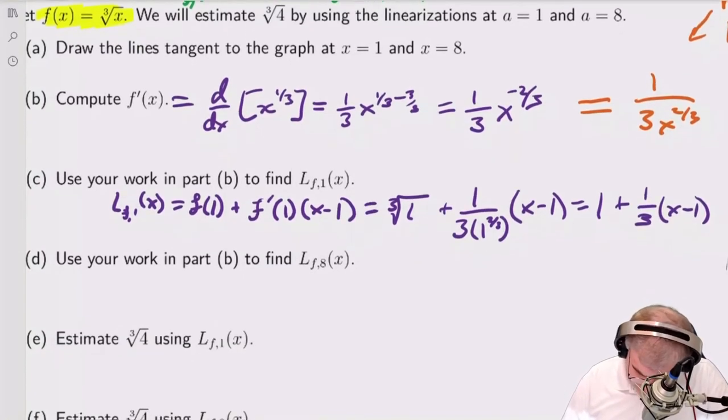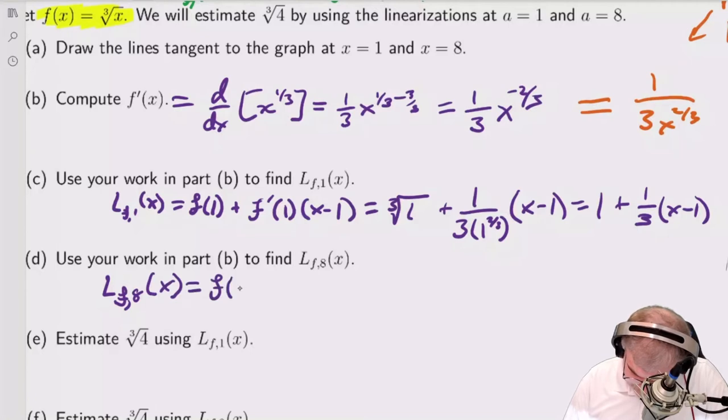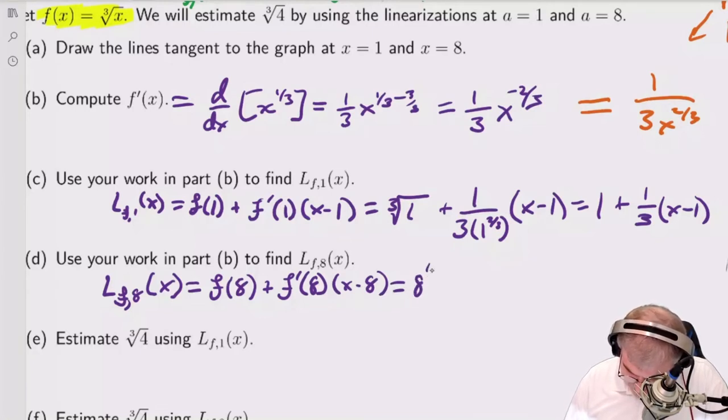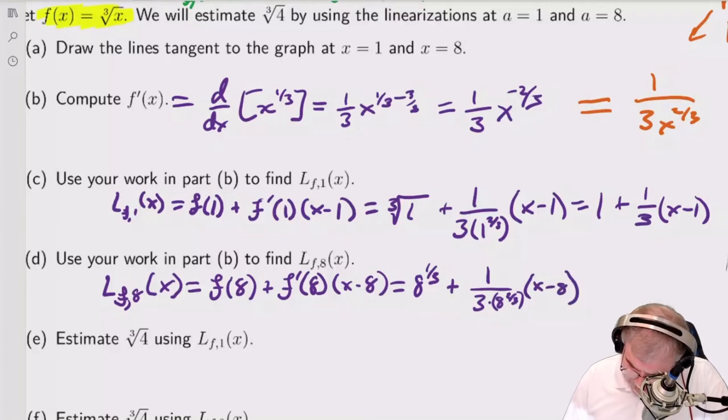Same thing for part D. I'm going to get the exact same thing, except I'm using 8 as my base point. So that's going to be f of 8 plus f prime of 8 times x minus 8. And that's going to give me the cube root of 8. So that's 8 to the 1 third plus 1 over 3 times 8 to the 2 thirds times x minus 8. Now, 8 to the 1 third. Remember, 8 equals 2 times 2 times 2.